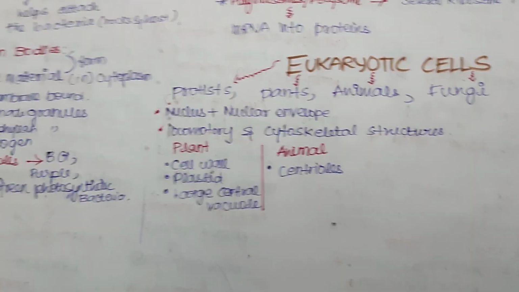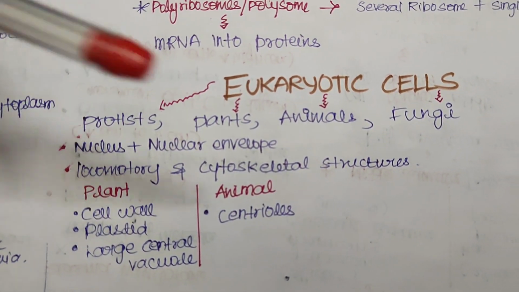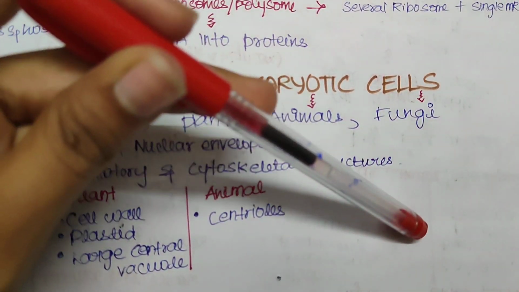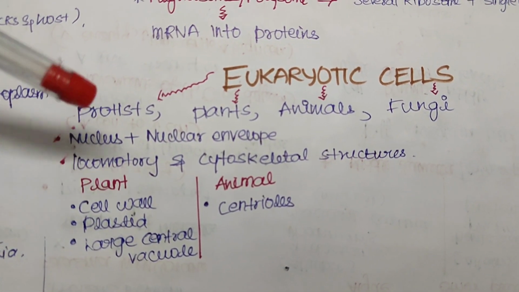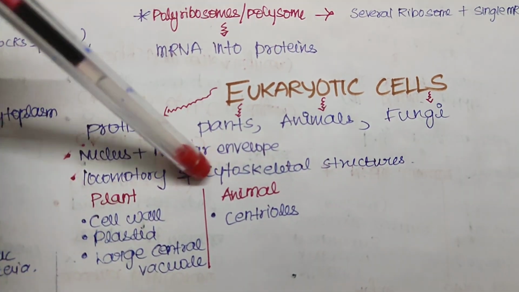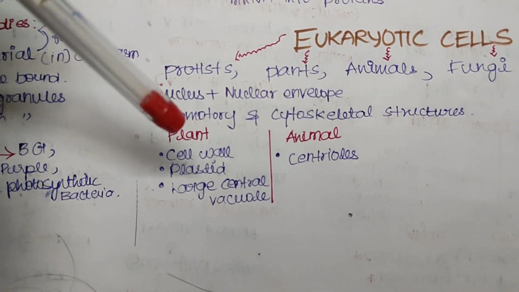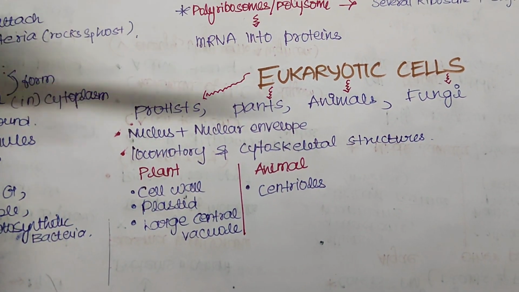Now we will move on to the eukaryotic. So what are the eukaryotic cells? Protists, plants, animals and fungi. So apart from Monera, we will classify all the organisms into eukaryotic cells. Now the eukaryotic cells will have a nucleus plus nuclear envelope, which in prokaryotic it won't be. And apart from that, we have locomotory and cytoskeletal structures in case of eukaryotic cells.